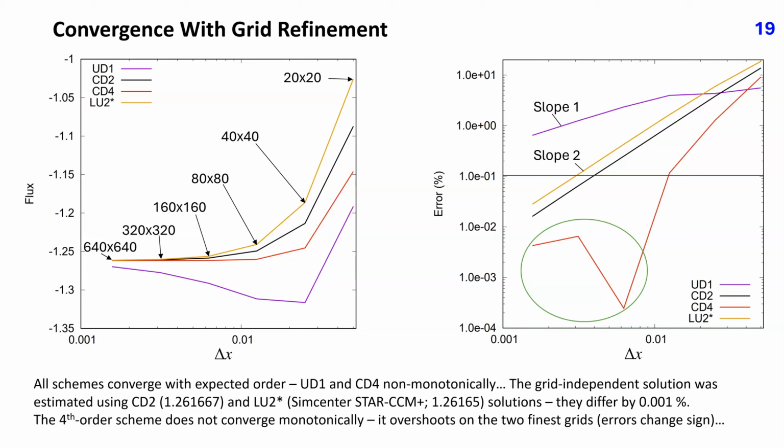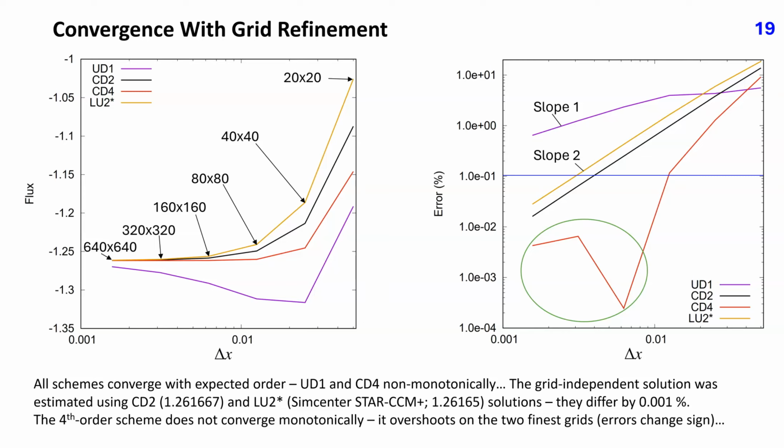The error estimates for each scheme and grid were computed using the above grid-independent solution. They are shown in the plot on the right as a function of grid spacing. The first-order scheme leads asymptotically to slope 1. The error reduces 1 order of magnitude when the grid spacing is reduced by the same factor. The fourth-order scheme does not converge monotonically. It has a very low error on the grid with 160 by 160 control volumes, but on the next two grids, the result lies on the other side of the estimated grid-independent solution and the error changes sign. Such an oscillatory convergence is not common, but can happen.